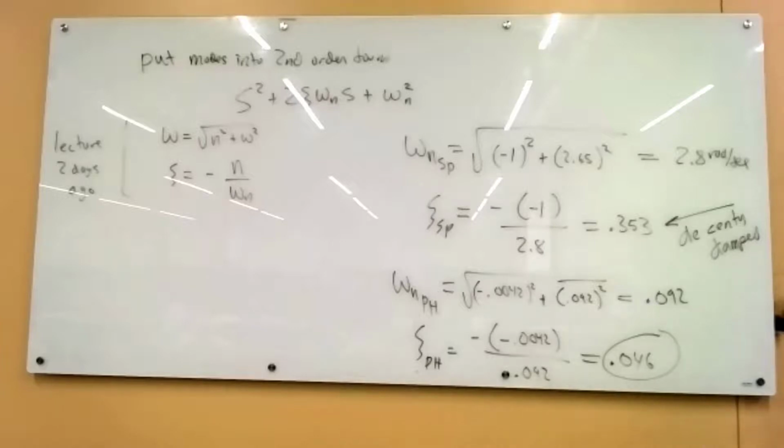But this puts it on a scale of what we know from 0 to 1 for damping ratio, and you can say, yeah, that's pretty close to 0, so this is not well damped, and this is decently damped, or whatever that means.